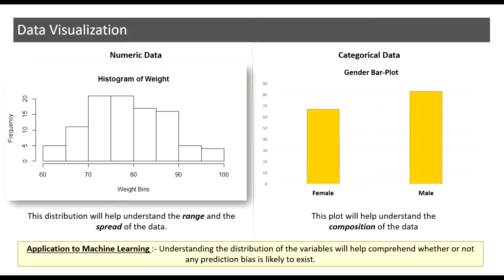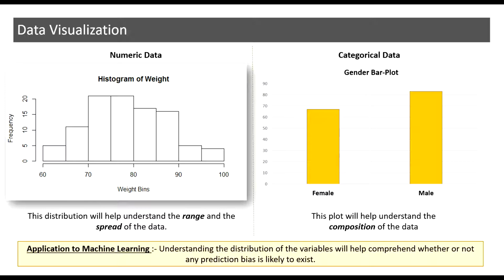Now, in this new slide, we can see that on the left, we have the visualization for numeric data, and on the right, we have the visualization for categorical data. The best way to visualize numeric data is through a histogram. Here, we can see a histogram of the selected variable weight. How do we interpret this diagram? Well, on the x-axis, or the horizontal axis, we have the weights divided into bins, and each of these bins has a width of 5.